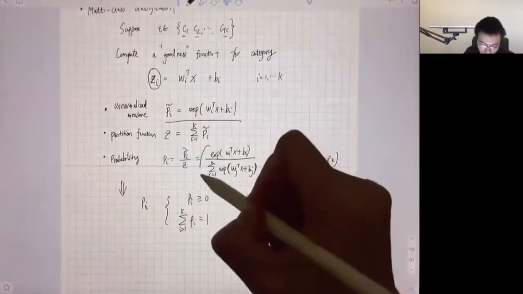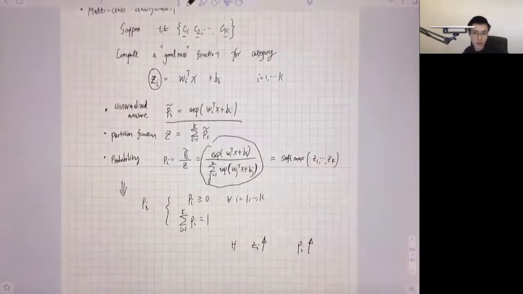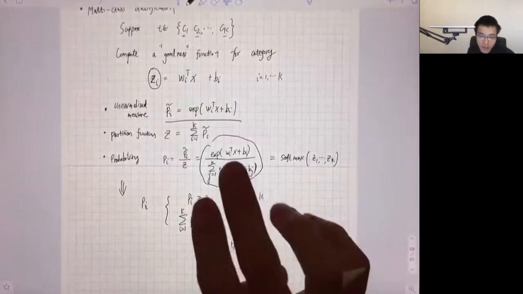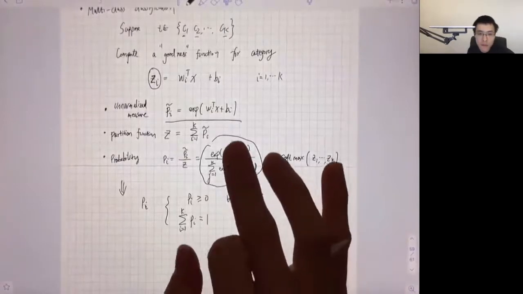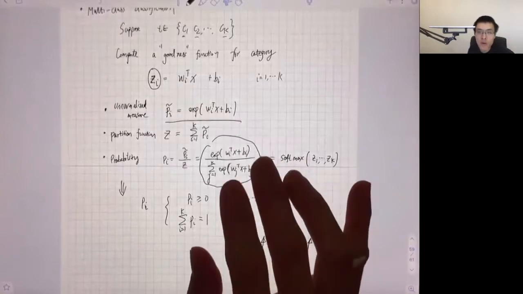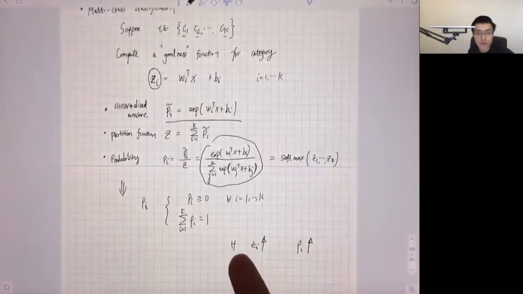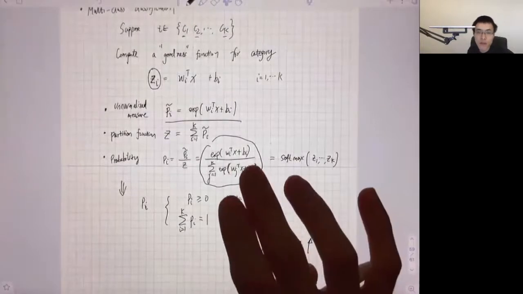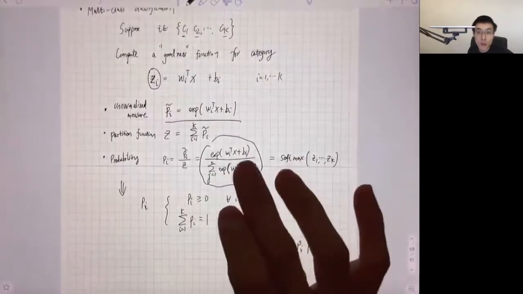So this formula is very important. It's just the softmax. It's probably one of the most widely applied functions in machine learning. It's very important, and it's very easy to remember. You take the exponential, then you make everything positive, and you normalize it, and it becomes a probability. So there's no difficulty in remembering this equation. Everything is fine.